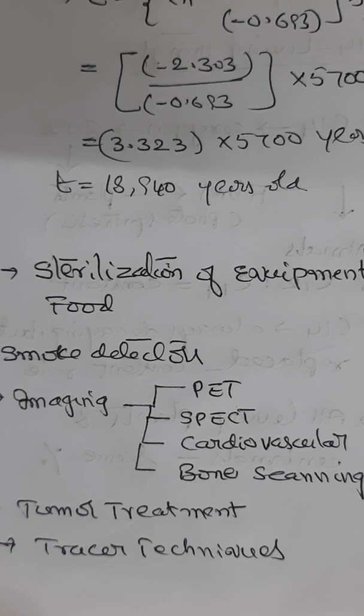One is called PET, which stands for positron emission tomography. The other one is called SPECT, which stands for single photon emission computed tomography. And of course, there is another type of imaging with respect to radioactivity, cardiovascular imaging. And another one is bone scanning.